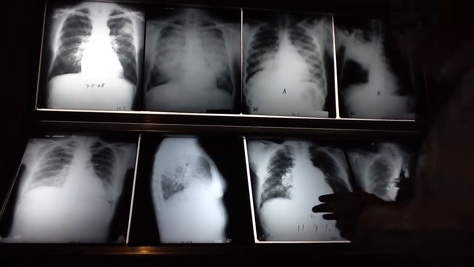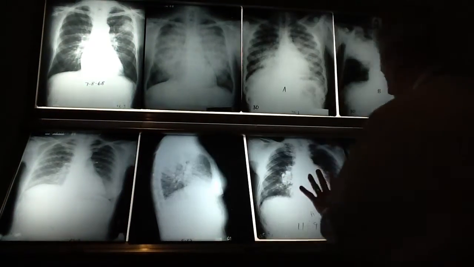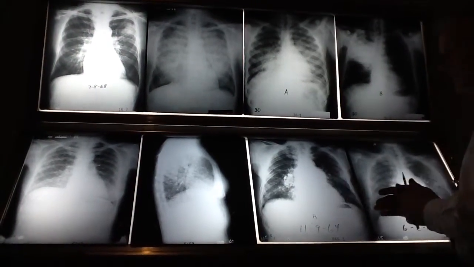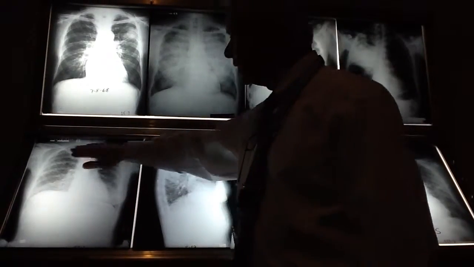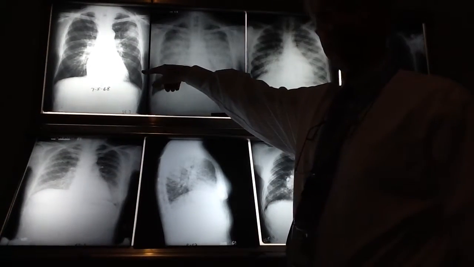Now, look at these here. One patient, one patient. Look at the density change here compared to here.